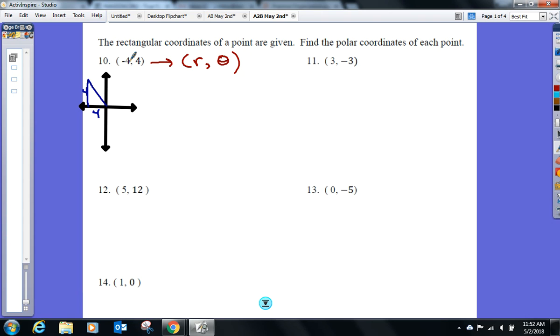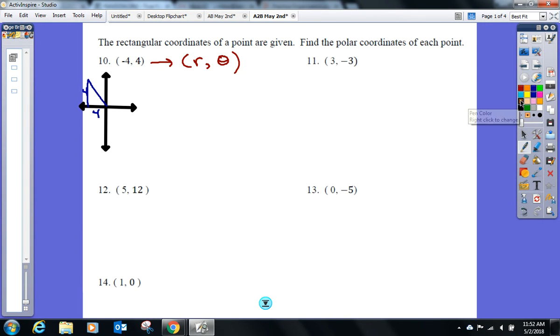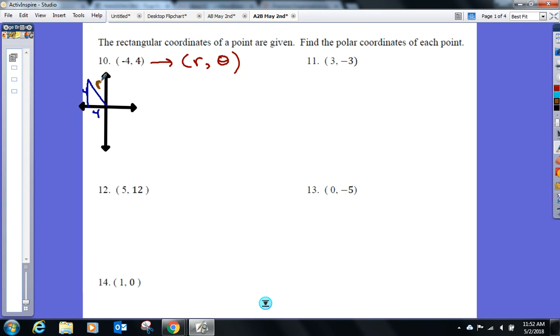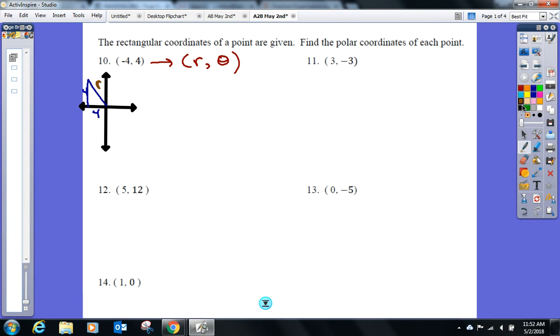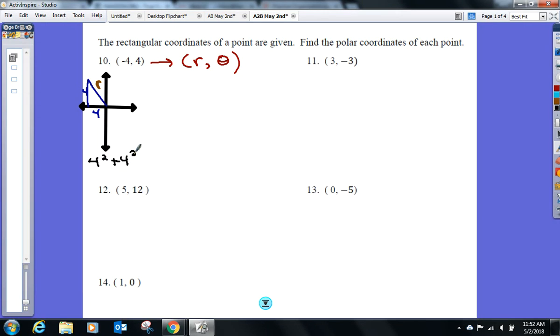Where is your r value located? The hypotenuse, right here. There's your r value in the polar coordinate. And how do you get to that r value? Pythagorean theorem. Let's roll. 4 squared plus 4 squared is equal to r squared. And yes, if the radical can be broken down, simplify it.